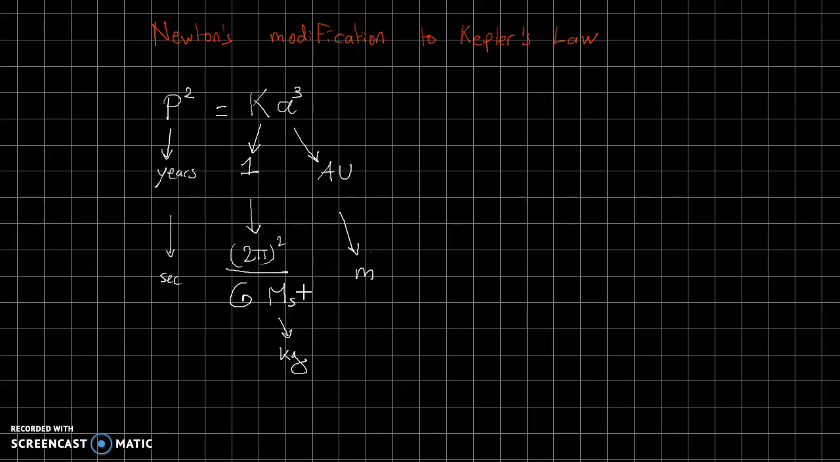Now, all you have to do is replace the mass of the sun with the mass of the central object. The central object would be the big mass, and the orbiting object would be a much smaller mass, therefore negligible. And here's a problem. What if the mass of the orbiting object is not negligible?